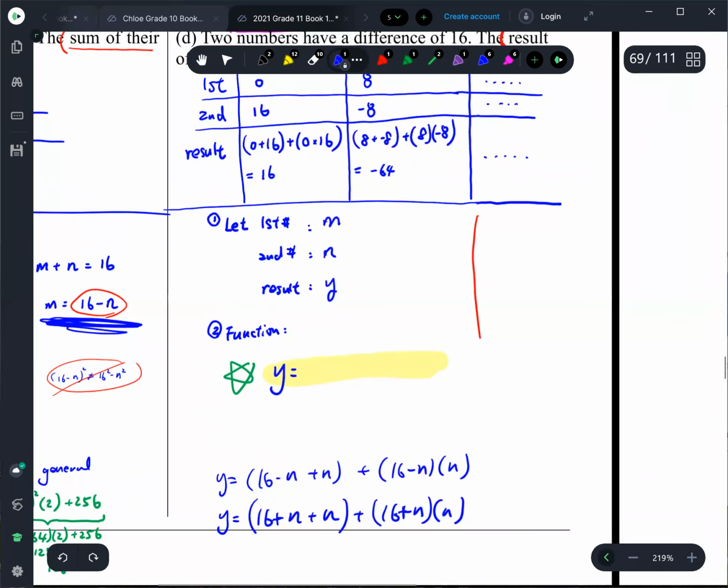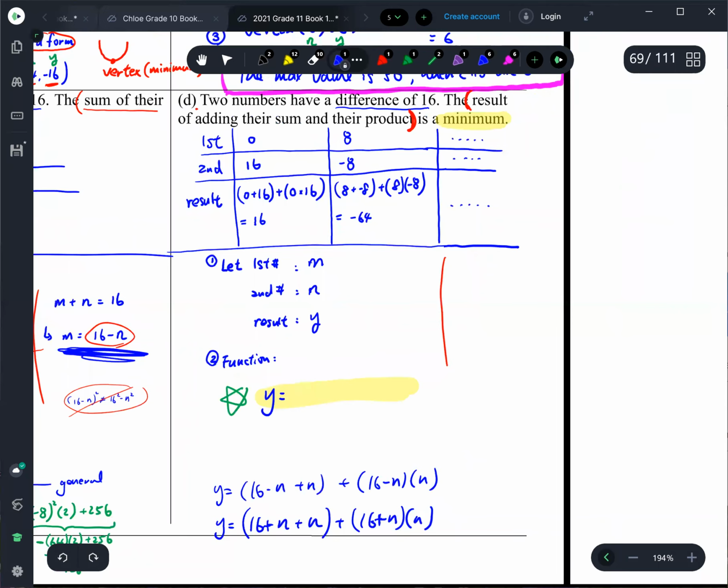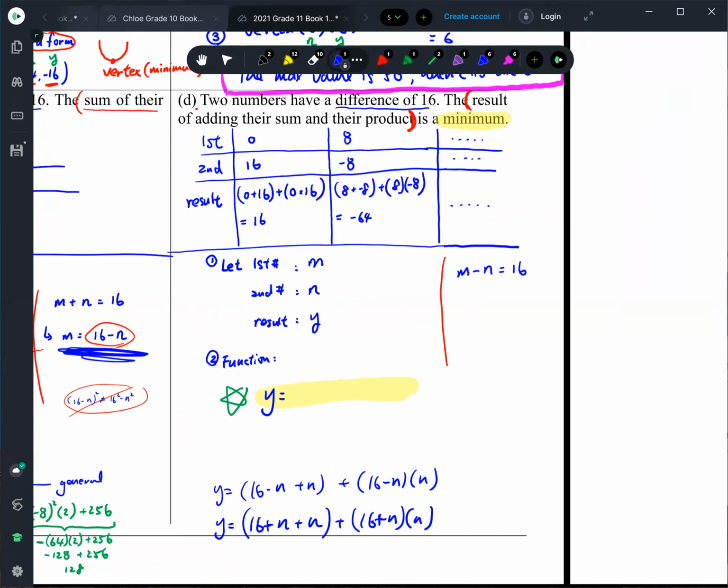So it tells you that on the side, okay? We need to go to the side first, right? So they have a difference. Difference means subtracting, right? Subtracting the 2 numbers, they need to be 16. So m minus n equals 16. Of course, you can also do n minus m equals 16. Doesn't matter, because it's 2 numbers, they subtract to equal 16. So let's say I just use the first one.